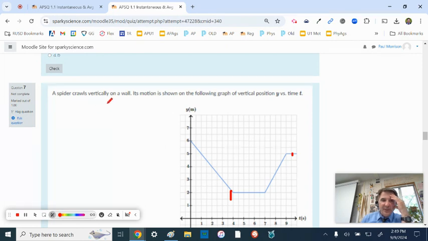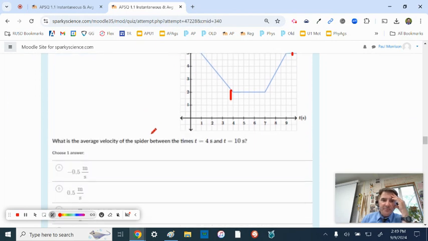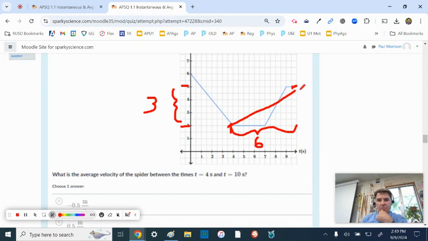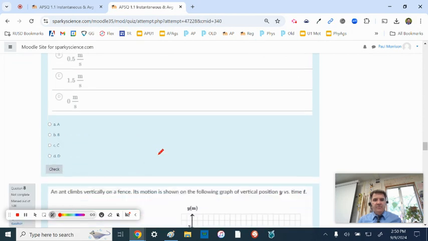Okay, so let's do this one. Spider crawls vertically on a wall. Its motion shown in the following graph, y versus t. And so average velocity, and once again, we're just going to go displacement over time. And so the displacement is from 2 to 5. It goes up 3 from 2 to 5. And then it goes over 10 minus 4, is 6. So 3 over 6. And it's up, right? It's just that slope there. And so that should be a positive. Yeah. Okay. You see it.